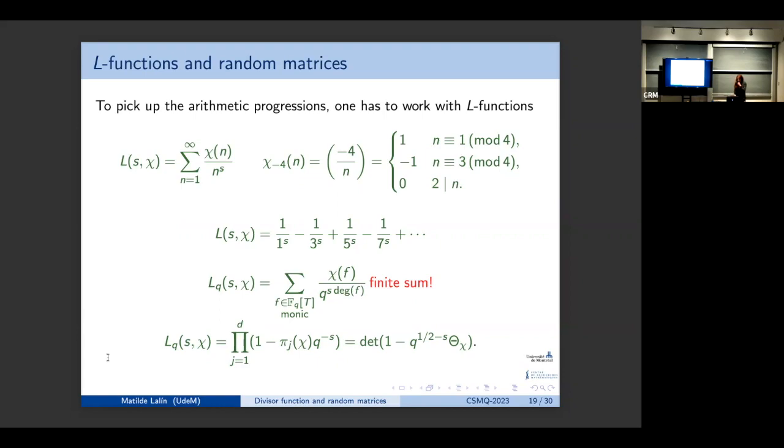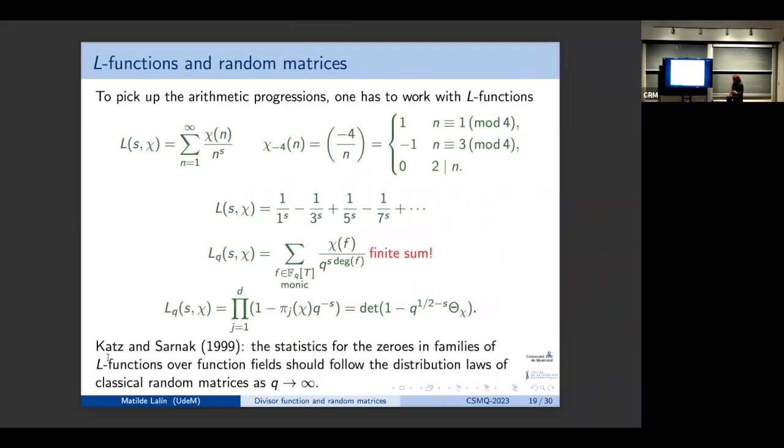So this theta chi is actually defined up to conjugacy, and it's a unitary matrix. And then there is a big work of Katz and Sarnak, based also on previous work by Lalín, that essentially predicts that the statistics for the zeros of this type of L functions, in certain families, should follow distribution laws of classical random matrices as q goes to infinity. This is extremely vague, but you consider certain families, and depending on the families of L functions, this will give certain properties to this characteristic polynomial. And according to how the characteristic polynomial behaves, one can predict how these eigenvalues behave.